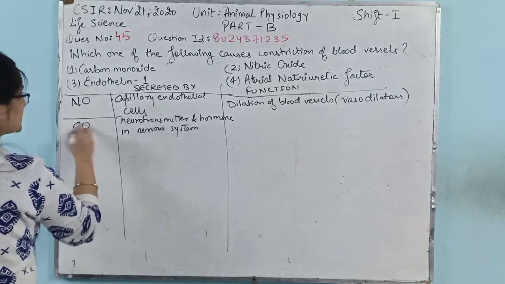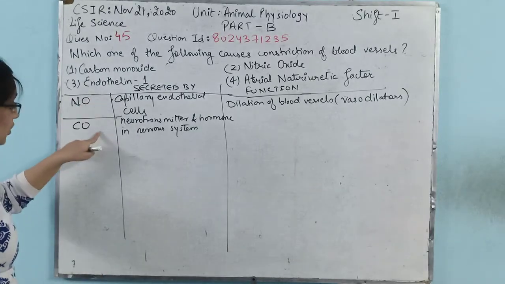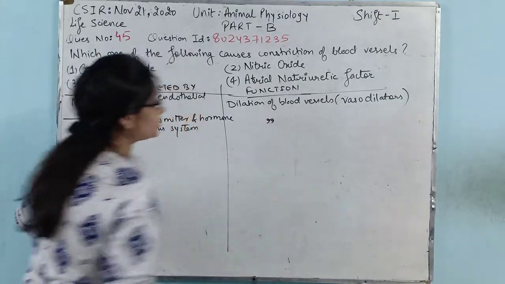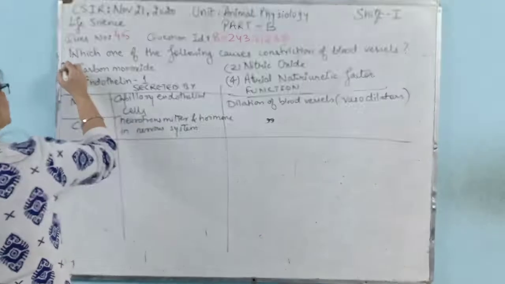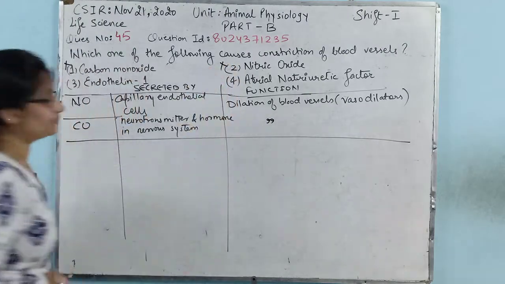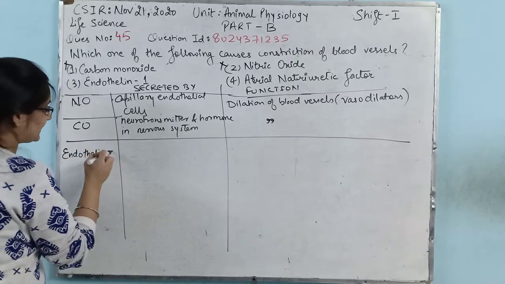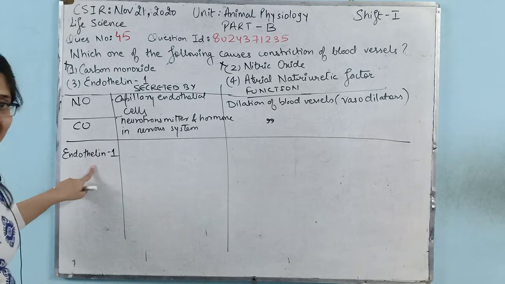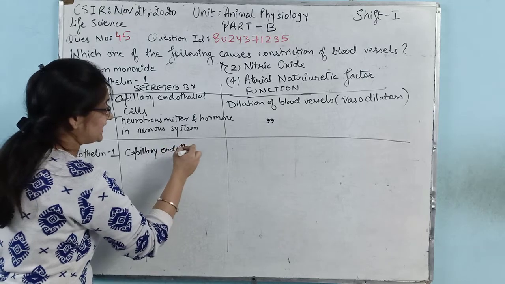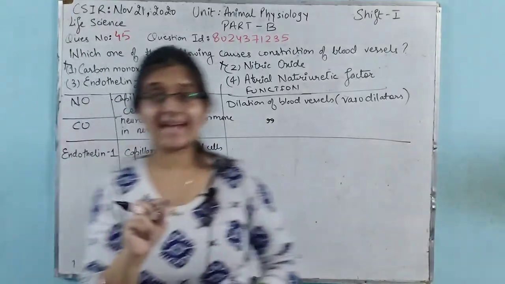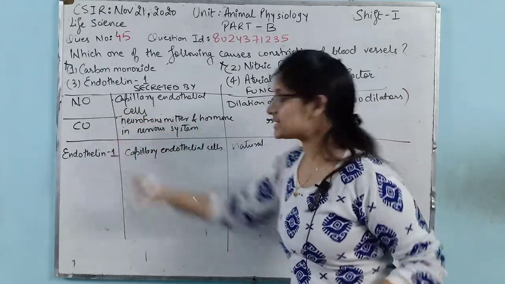The other one is carbon monoxide, which is neurotransmitter and hormone in case of nervous system. Both function as vasodilator and cause dilation of blood vessel. Right? So this eliminates option 1 and option 2. Okay. Now the third option, endothelin 1. This is again secreted by capillary endothelial cells and these act as natural antagonist of NO and CO.